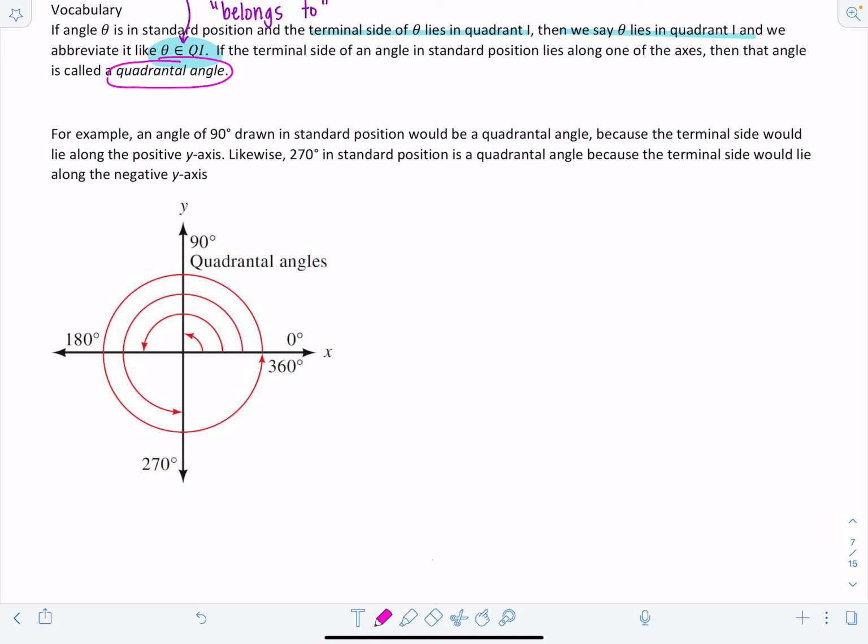Likewise, 270 degrees in standard position is also a quadrantal angle because the terminal side would lie along the negative y-axis. So 270 is here. That's a quadrantal angle. 90 is here. 180, again, quadrantal. 360. And negative as well, negative 90, negative 180, negative 270. We're going to talk about that in just a second.